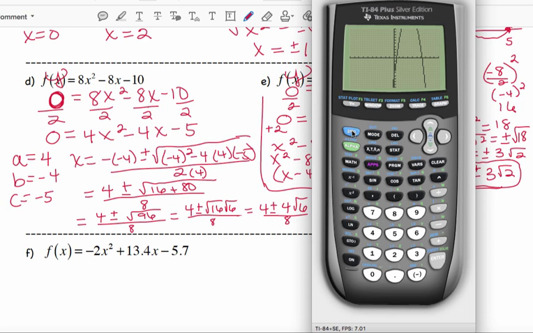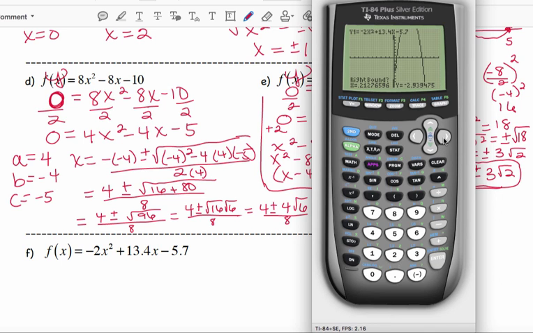So I'm going to hit second trace, which gives me the calculate window. And then we are going to type in 2 for our 0 feature. And then I see that it wants a left bound. So I'm going to scoot up to the left side of that 0 as close as I can get. I'm not really sure if I can go this far. I think I can, but I'm just going to play it safe and move my cursor here. And then I'm going to set that left bound.